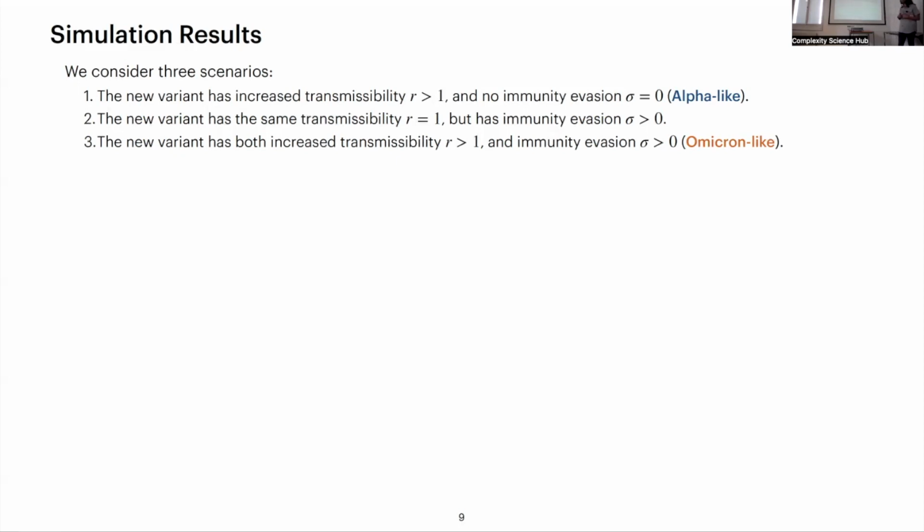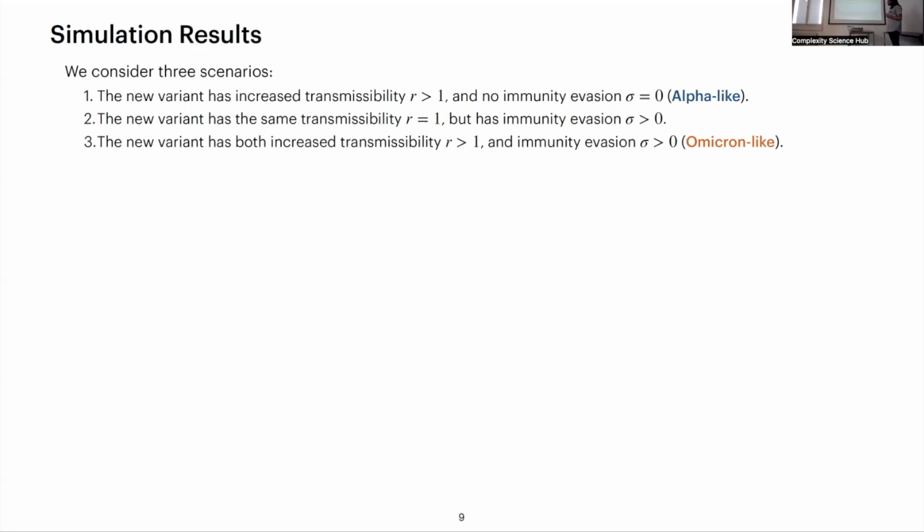In the first scenario, the new variant has increased transmissibility, but has no immunity evasion. This is more or less like the alpha variant. The alpha variant was a more transmissible variant, but had no ability to reinfect. So we call it the alpha-like scenario.